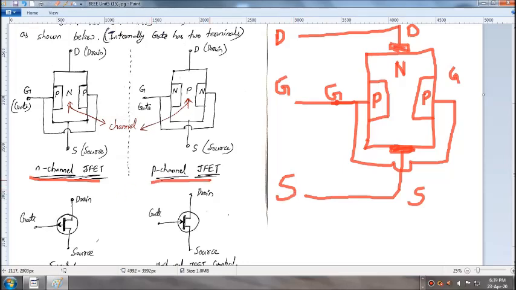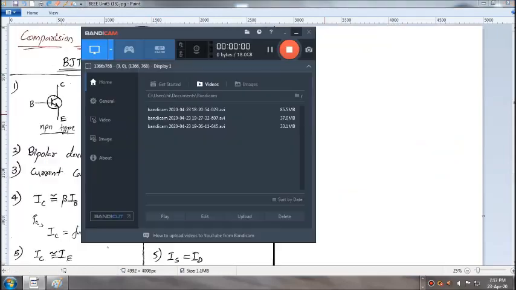Similarly, for a P-channel JFET, the channel has P-type impurities, and the other sections will be N-type impurities. The pathway from source to drain is called a channel. Here the pathway is made up of N-type impurities, so this is called an N-channel. If the pathway is made up of P-type impurities, it is called a P-channel.